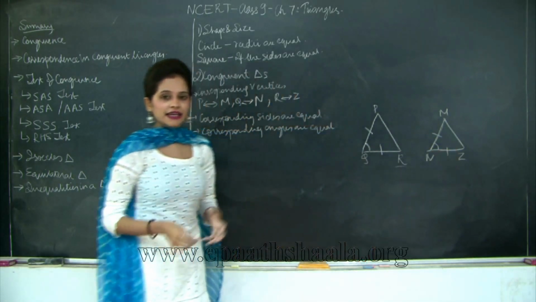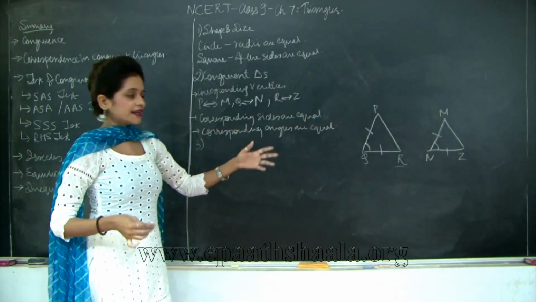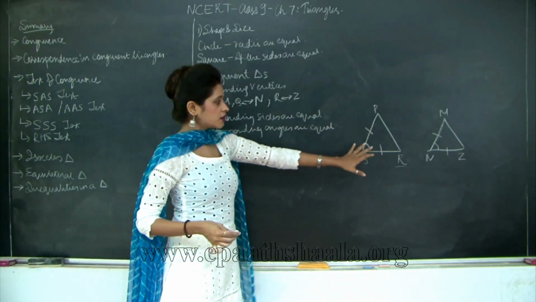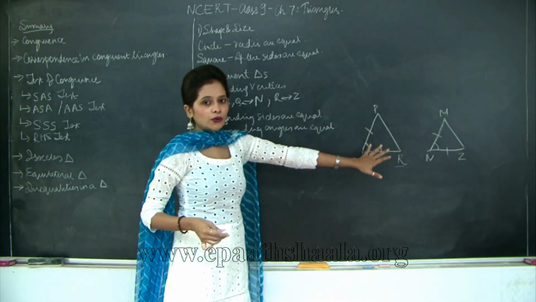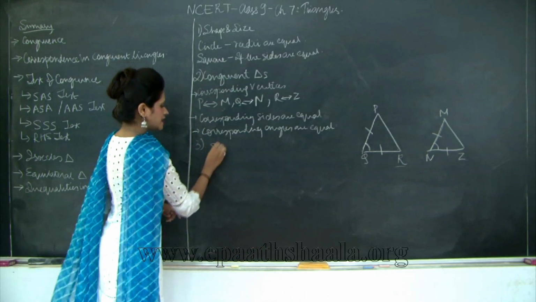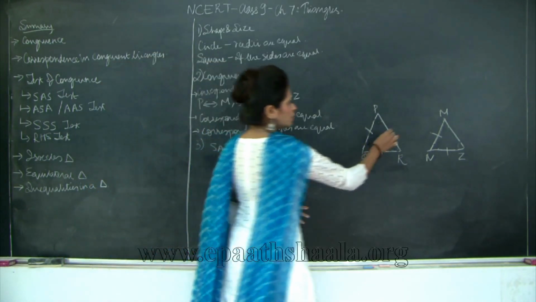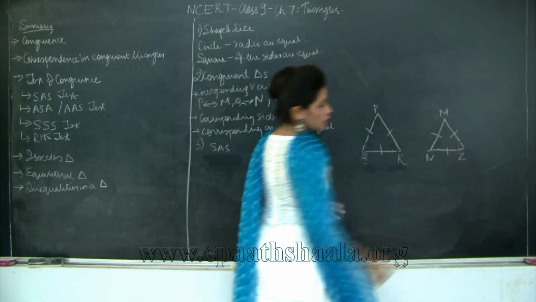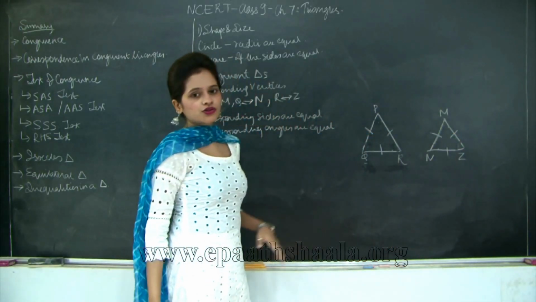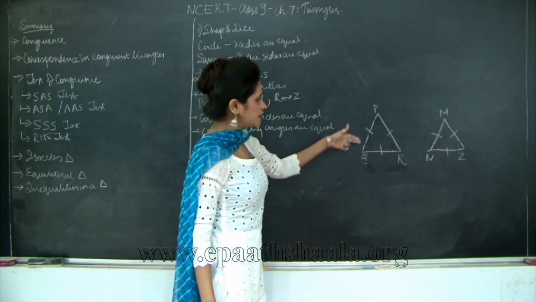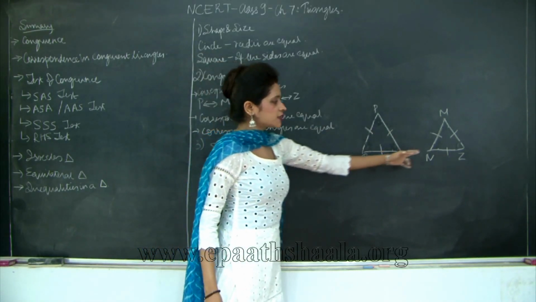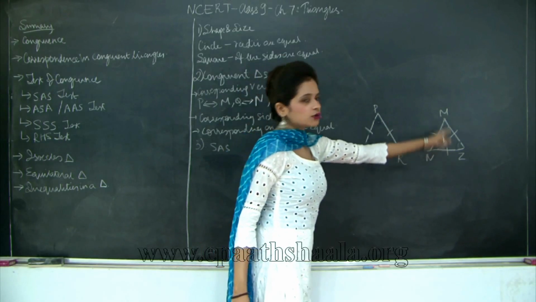That means the angle that is present for proving the congruency should lie between the two congruent sides. So you have the SAS test, then we have the side side side test of congruency, which means that if three corresponding sides are equal, then the two triangles can be proved congruent. That is PQ is equal to MN, QR is equal to NZ and RP is equal to ZM.